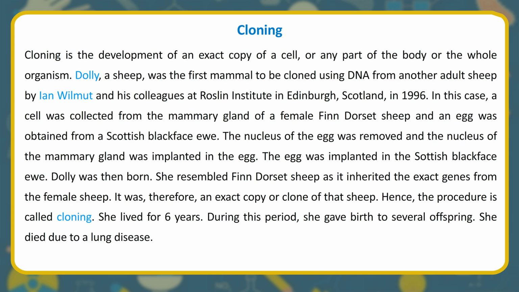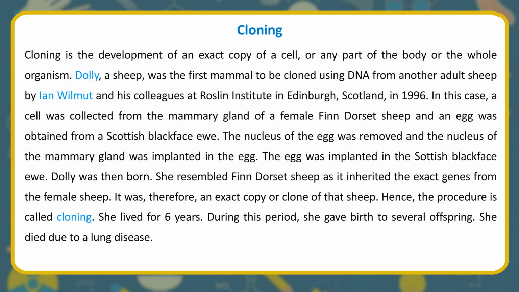Cloning is the development of an exact copy of a cell, or any part of the body or the whole organism. Dolly, a sheep, was the first mammal to be cloned using DNA from another adult sheep by Ian Wilmut and his colleagues at Roslin Institute in Edinburgh, Scotland, in 1996.